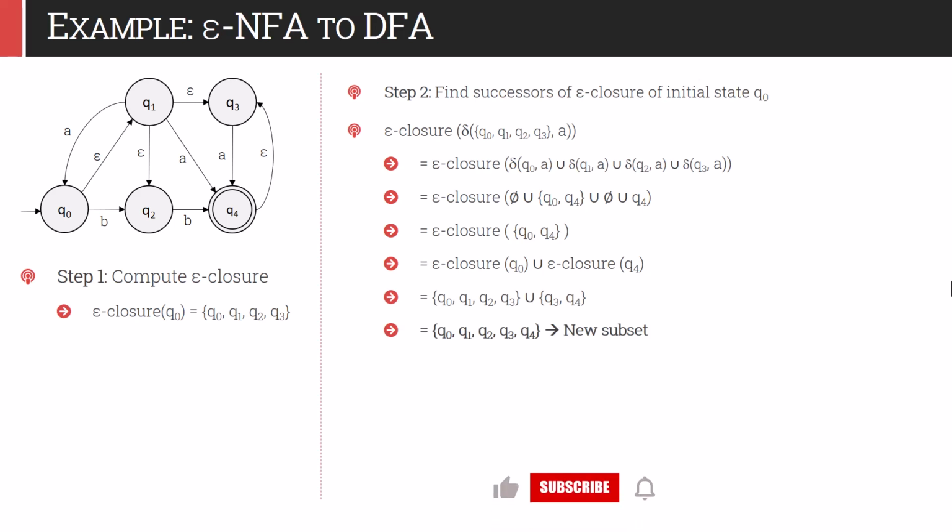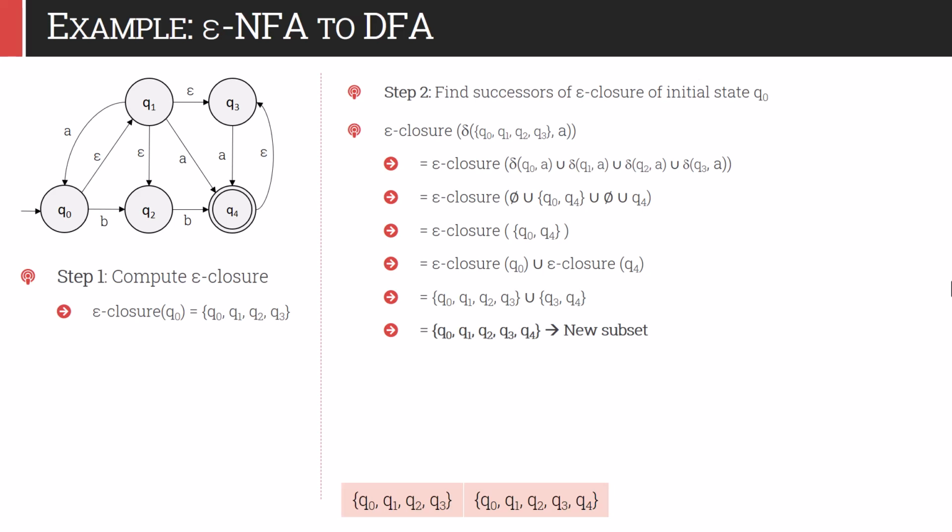This is a new subset. We have not yet processed it, so we will add it into the list L. So now this is our list: Q0, Q1, Q2, Q3. This is under process, we have just started with that. And on input alphabet A, we got the output Q0, Q1, Q2, Q3, Q4. So that is also added.